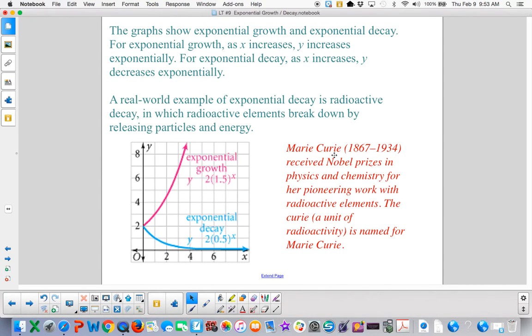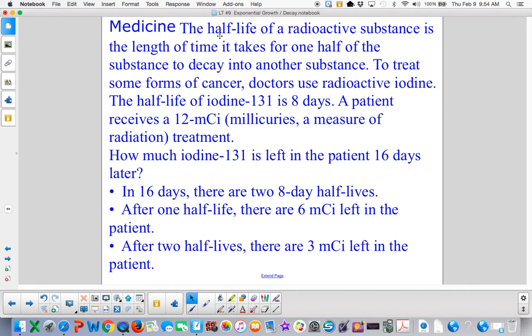So real life examples include radioactive decay. Marie Curie, of 1867 to 1934, received a Nobel Prize in physics and chemistry for her pioneering work with radioactive elements. Curie, a unit of radioactivity, is named for her and her discoveries. So the half-life of a radioactive substance is the length of time it takes for 1/2 of the substance to decay into another substance.